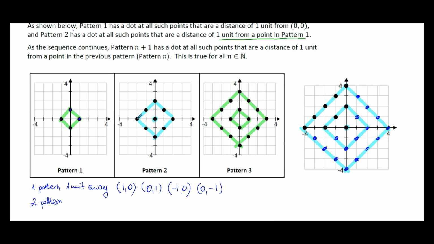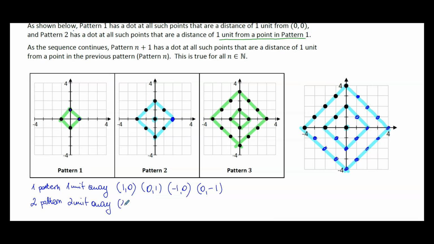Now, when I'm looking at the second pattern, we are seeing 2 units away from that point 0, 0. So let's again consider these points in pattern 2, starting the same way so that we can see how the coordinates are developing. So this point here will have coordinates of what?